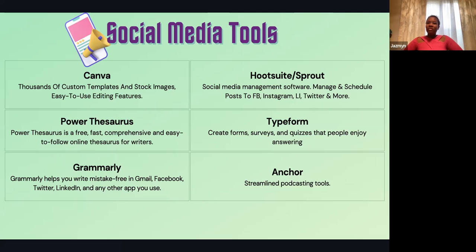And then Typeform helps you create surveys and quizzes that people actually enjoy answering. Obviously we have the Google surveys, and then there was SurveyMonkey. I remember I used that a lot in high school and college. Typeform is another source for that type of thing, and the way that they've made it is just more user-friendly. And then Anchor is for anyone that's looking to start a podcast. It has everything that you need in one app.